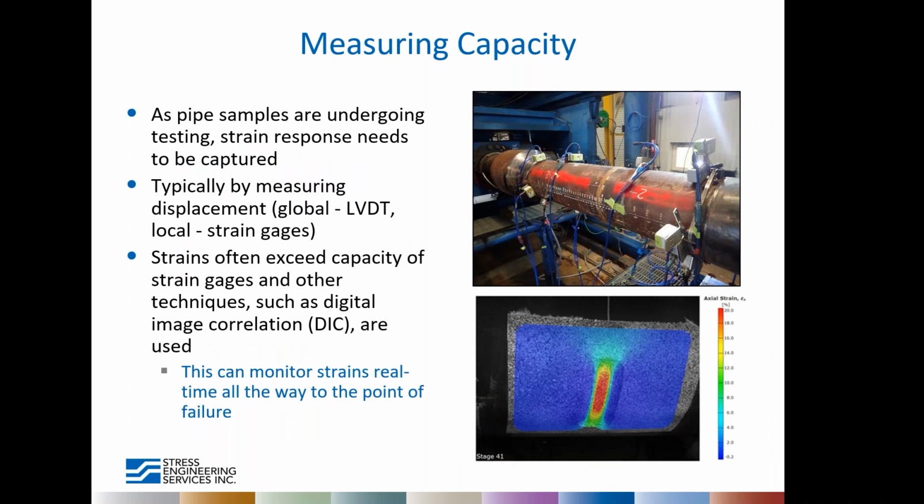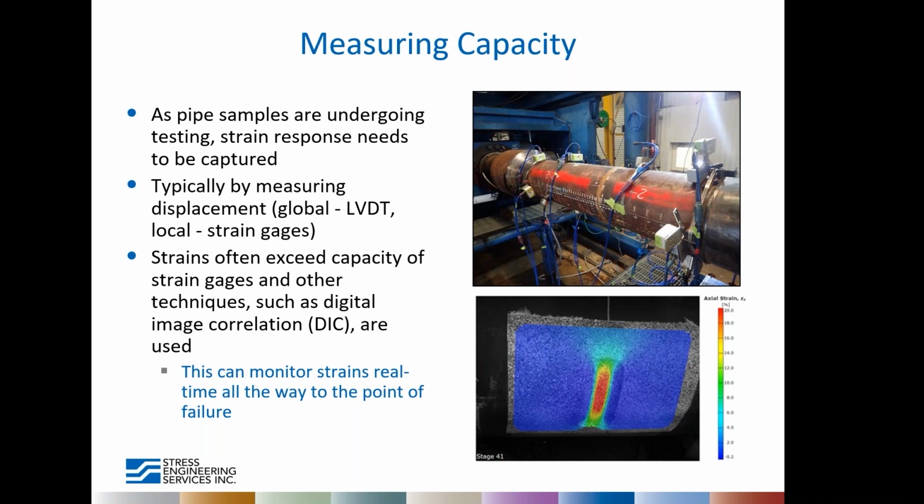So while we're doing all of this work, keep in mind we're trying to capture the strain response of the pipeline when it's undergoing these full-scale loads or coupon level loads. That's what we're after, and that strain capacity and strain response is what we're going to be using to determine our acceptance criteria. So in full-scale testing, we can do this in a variety of ways. For a more global measurement of displacement, we can use displacement transducers. And the photo in the top right of this slide shows several displacement transducers that are installed on a pipe sample. And then for more localized strain response, we can use strain gauges.